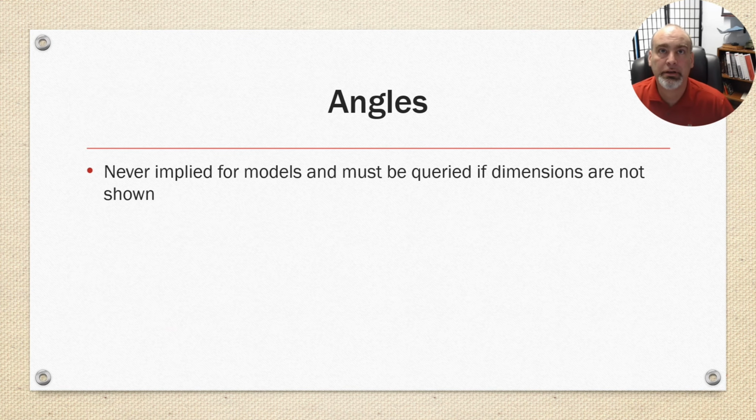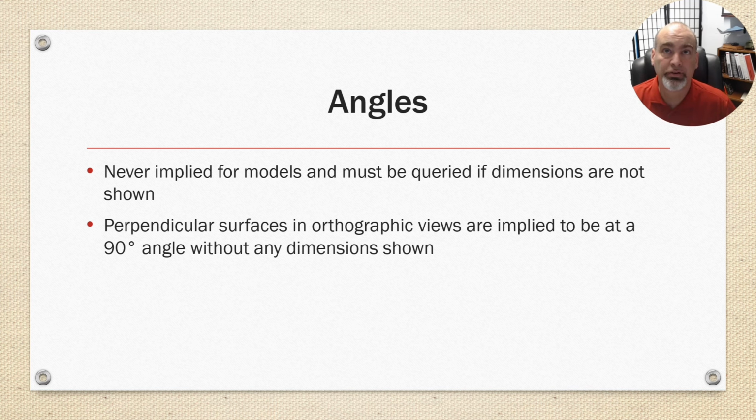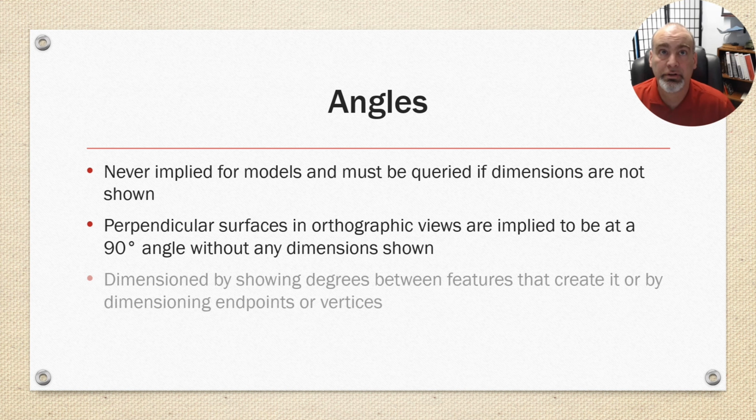Angles. For models, never imply the angle. It must be measured or queried in the system if dimensions are not shown. Perpendicular surfaces in orthographic views are implied to be 90 degrees without any dimensions shown, and are dimensioned by showing degrees between features that create it, or dimensioning endpoints or vertices.